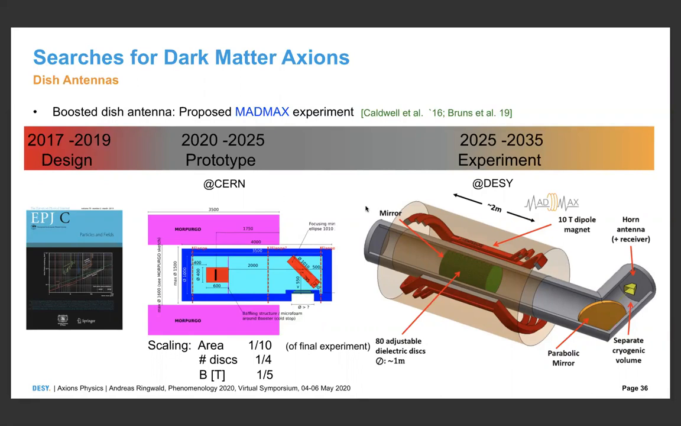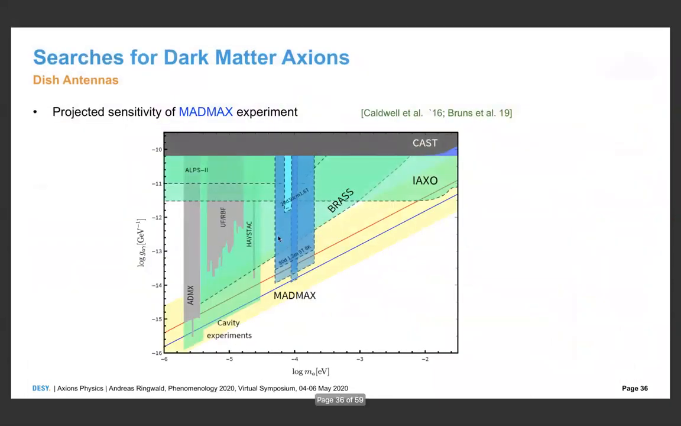Now, Corona delays many things, of course, maybe also this one. And the full-scale experiment is foreseen to be done at DESY starting in 2025 or 2026. Now, with this kind of experiment, one aims to probe deeply into the post-inflationary axion dark matter scenarios.